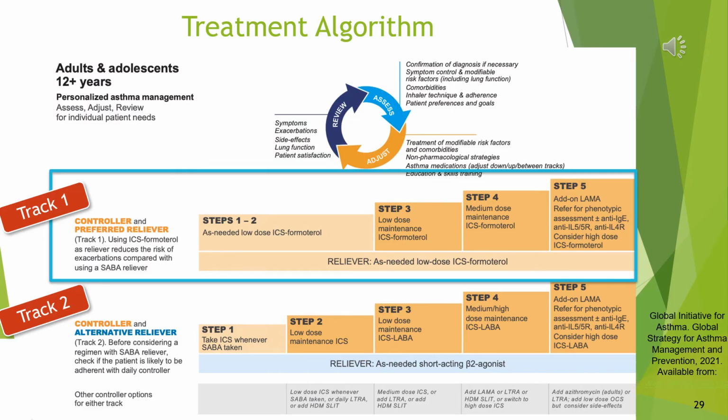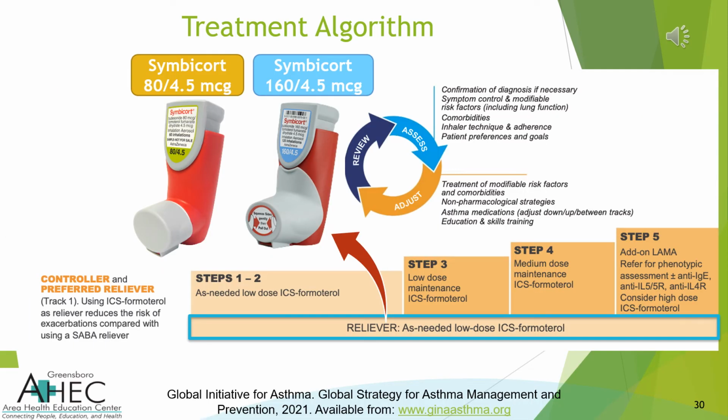As I mentioned earlier, the new reliever recommendations were updated in the 2019 GINA guidelines. However, many providers still remain confused. So last year, GINA created 2 tracks to kind of clarify their recommendations. So first, let's talk about the first track, which includes the preferred recommendations. As you can see, the first track shows the preferred reliever inhaler is the low-dose inhaled corticosteroids and formoterol.